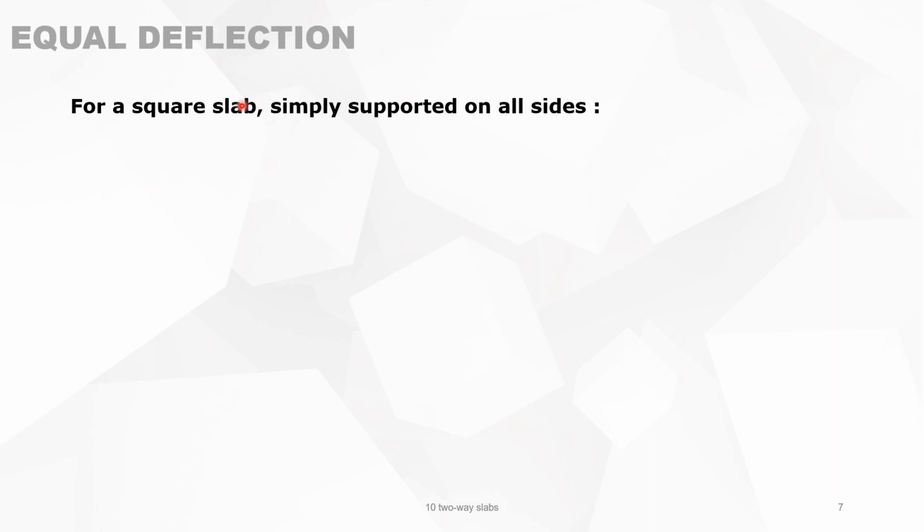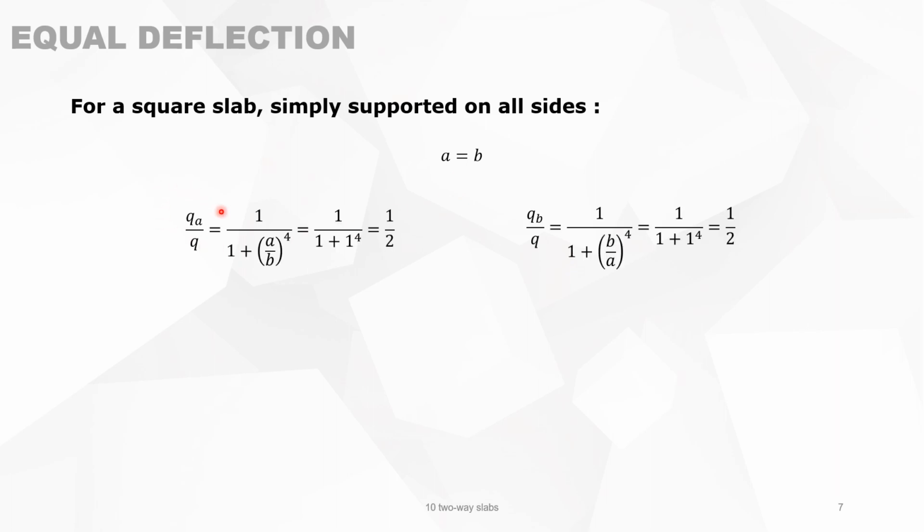For a square slab, for instance, simply supported on all sides, we know then that A is equal to B. We apply the formula QA over Q. We apply this formula and you see that it's a half, which is logical. It's a square. It's purely symmetrical in the two axes, so it should be the half. Half of the load is carried over to one side and half of the load is carried over to the other side. Same happens here to the other side.